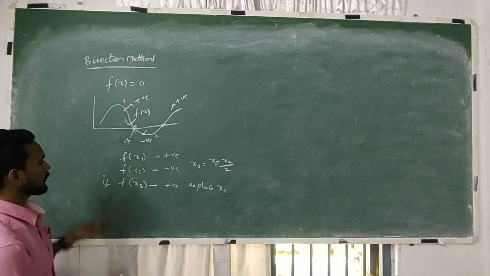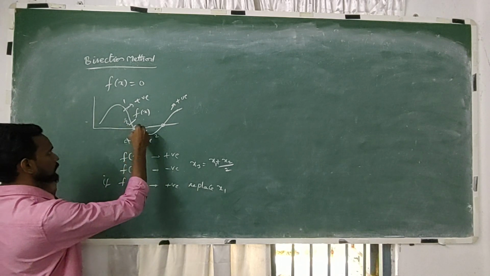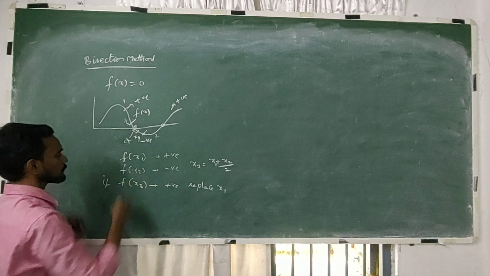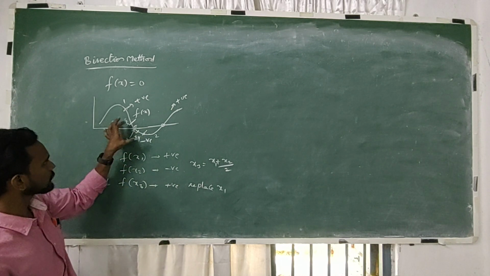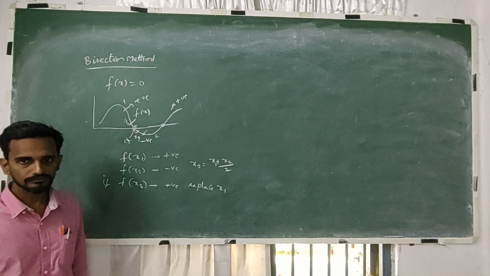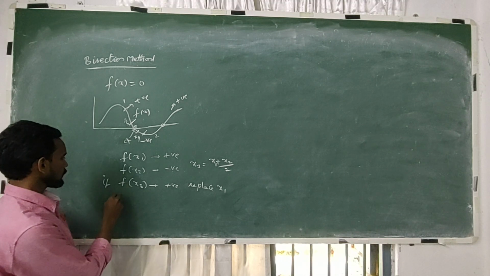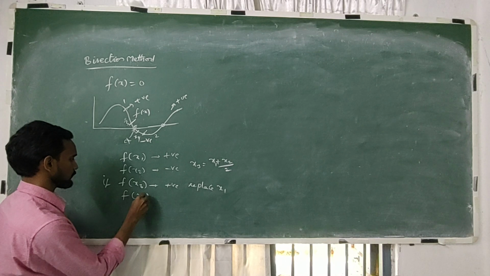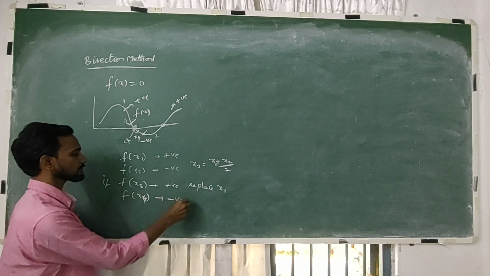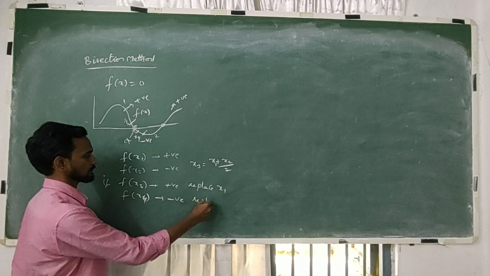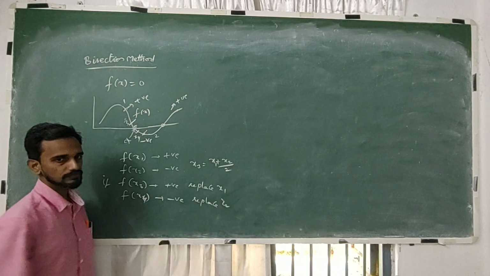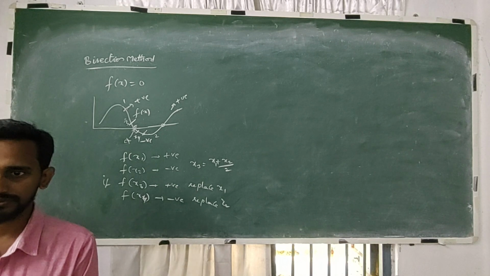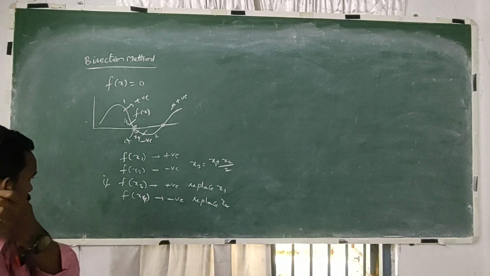So I am replacing x1. Then the next midpoint, maybe this is x4, the midpoint of 2 and 3. Then I need to check the sign of f of x4. If f of x4 is negative, and so on, continue the process till you reach a solution.